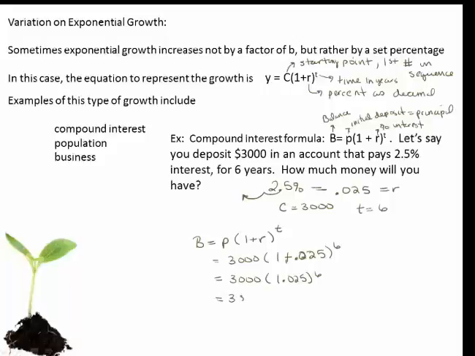So I take 1.025 and raise that to the power of 6. That'll give me 3,000 times 1.159693, etc. So I multiply that by 3,000, and my balance will be $3,479.08. That's how compound interest works, and that is an exponential function.